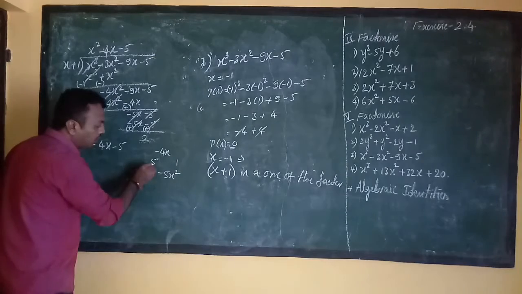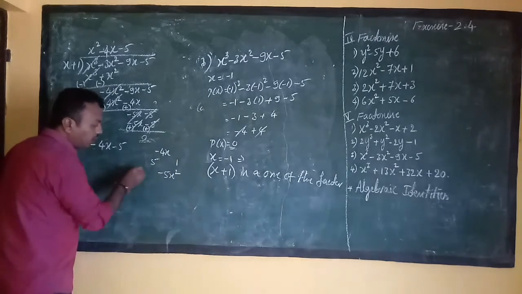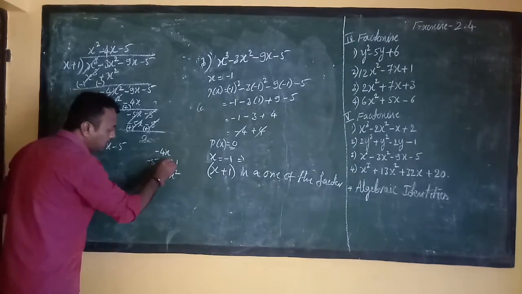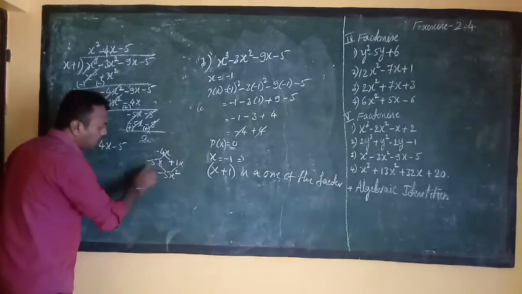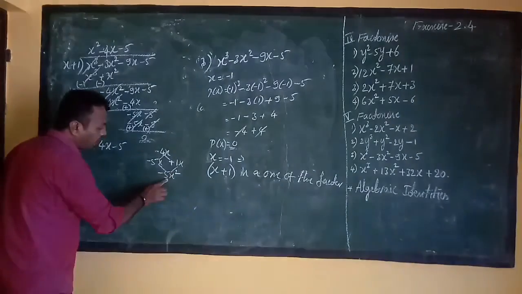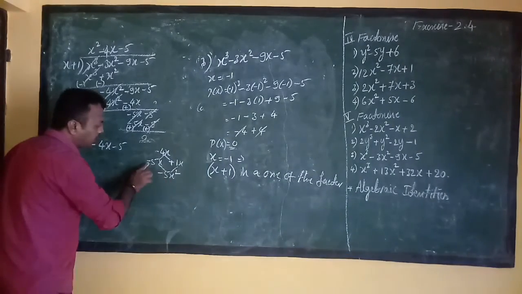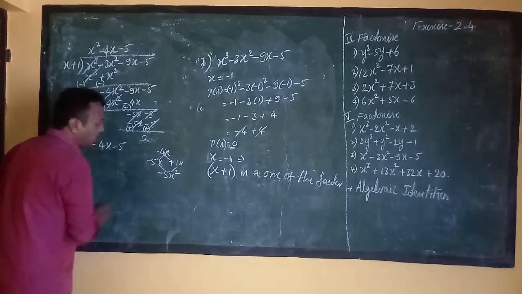So what are the numbers? 5 and 1. Which sign do we have to give? So this is minus and this is plus. This is x and this is also x. Yes. Minus into plus, minus 5 ones are 5. X into x is x square, minus 5x plus x is minus 4x.